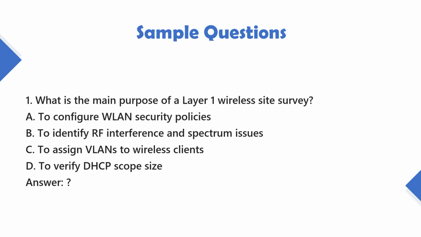1. What is the main purpose of a Layer 1 wireless site survey? A. To configure WLAN security policies. B. To identify RF interference and spectrum issues. C. To assign VLANs to wireless clients. D. To verify DHCP scope size.